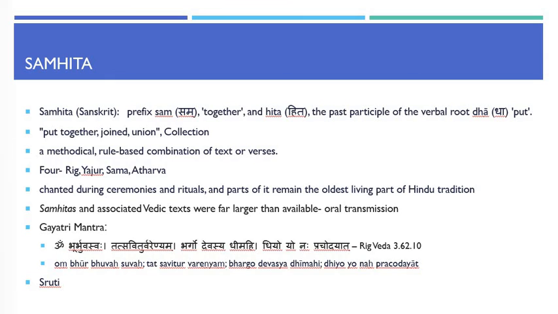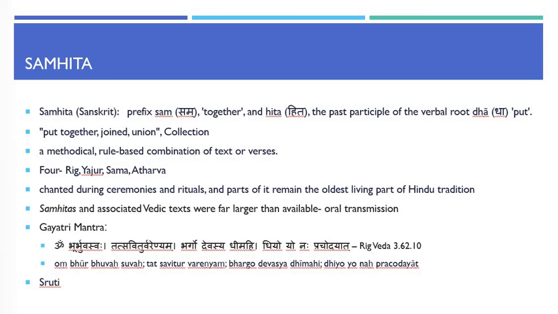To give an example, part of the Gayatri mantra Om Bhur Bhuva Swaha Tat Savitur Varenyam Bhargo Devasya Dhimahi Dhiyo Yo Na Prachodayat is found in part of the Rig Veda in the 3rd Mandala, Sukta 62, verse 10. Samhitas and associated Vedic texts were far larger than what is now available. Due to the oral transmission between generations, they have been lost.